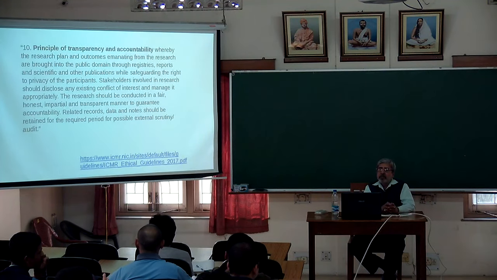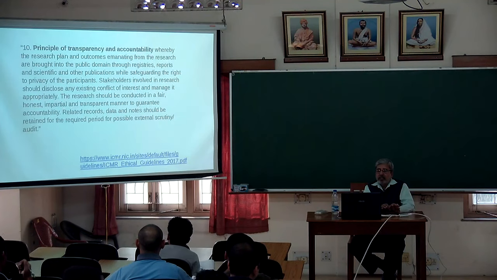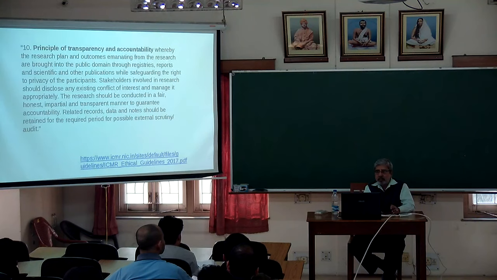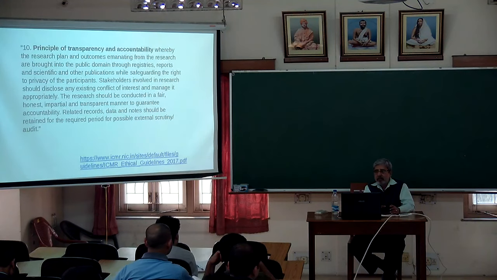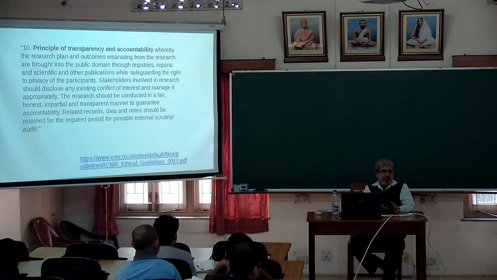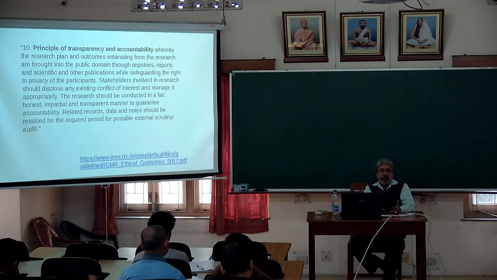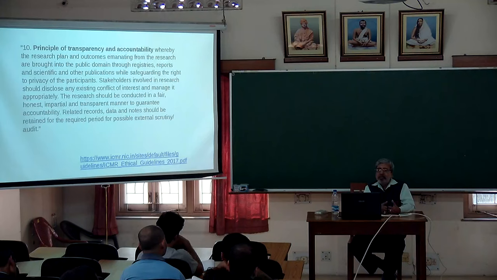Number 10, principle of transparency and accountability. Transparency means if somebody wants to check it, then it should be allowed that somebody comes in and does the checking, to see whether everything is okay. In the ethical committee, members can come anytime and check. Even members of the society can come anytime and check.